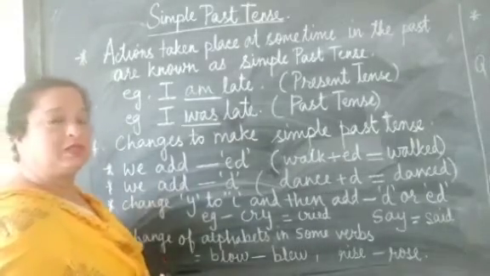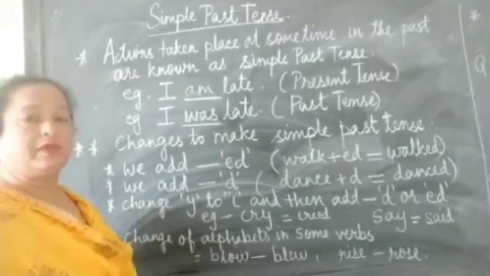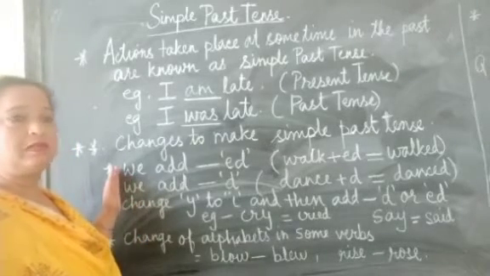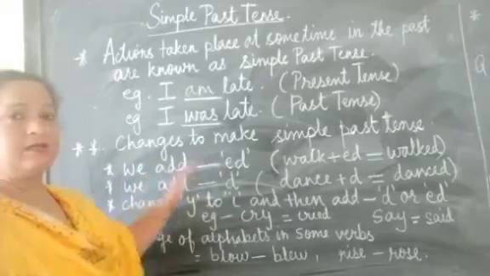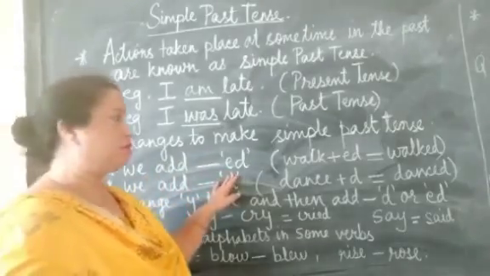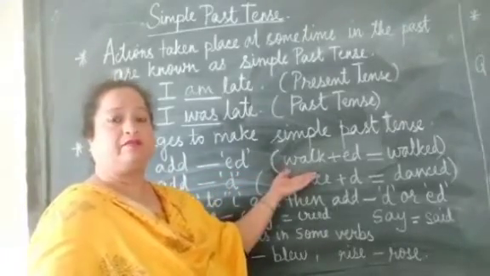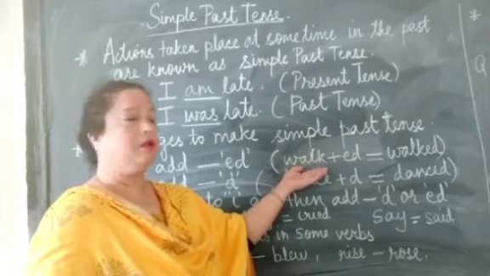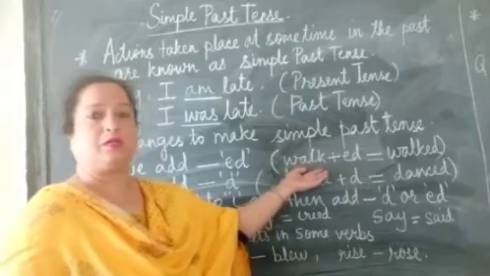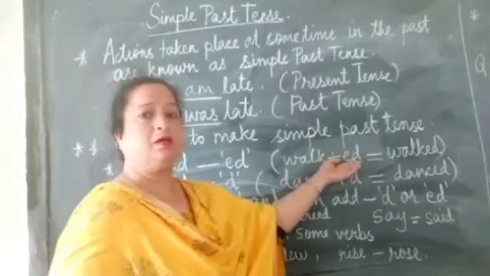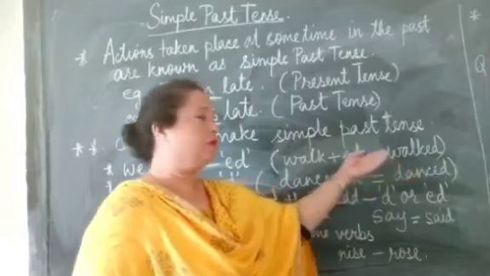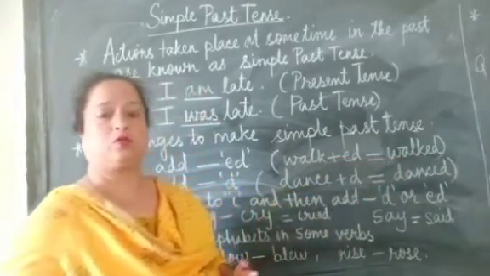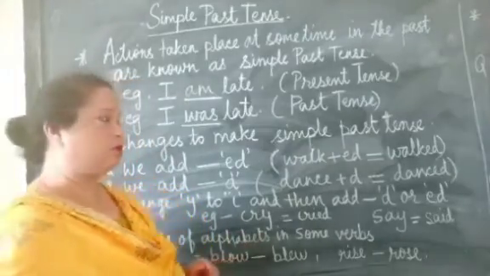Now, how do we make simple past tense sentences? The first thing to remember is that we add ed to the verbs. For example, we have a word that is written here, that is walk, W-A-L-K. For certain words we need to add ed to form the past tense form. So when I added ed, I got walked, which shows that I have already done the action.